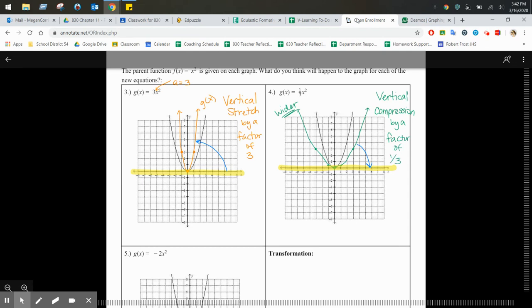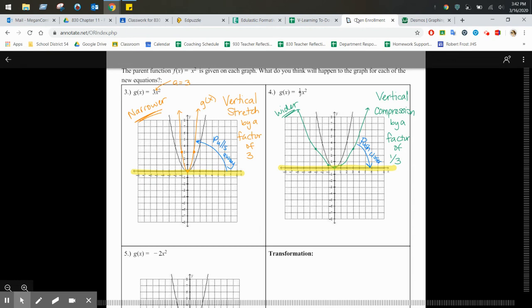So when my graph gets narrower, like in number 2 and 3, I call it a vertical stretch because it's pulling away from that x-axis. It pulls away. So that's why we call it a stretch. On this one, it's pushing closer to that x-axis. So that's why I call it a vertical compression.